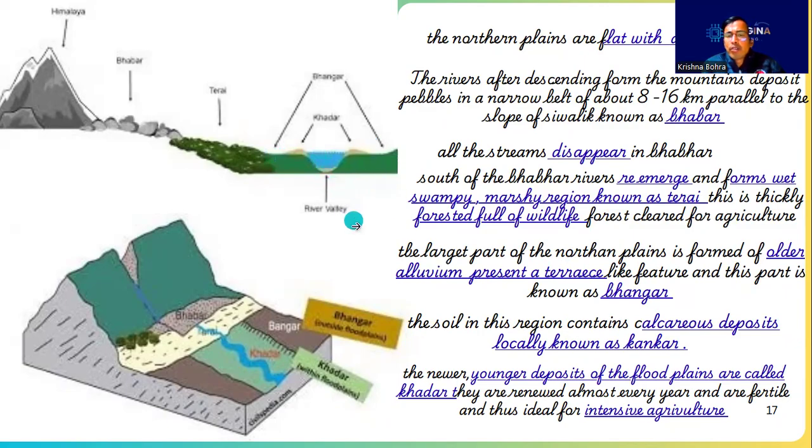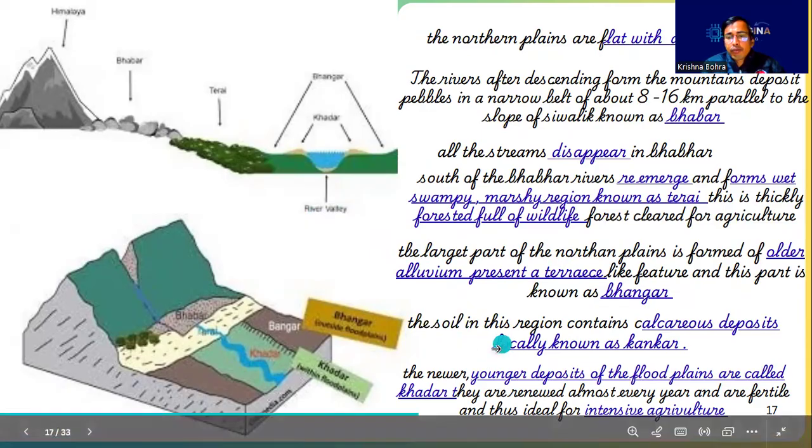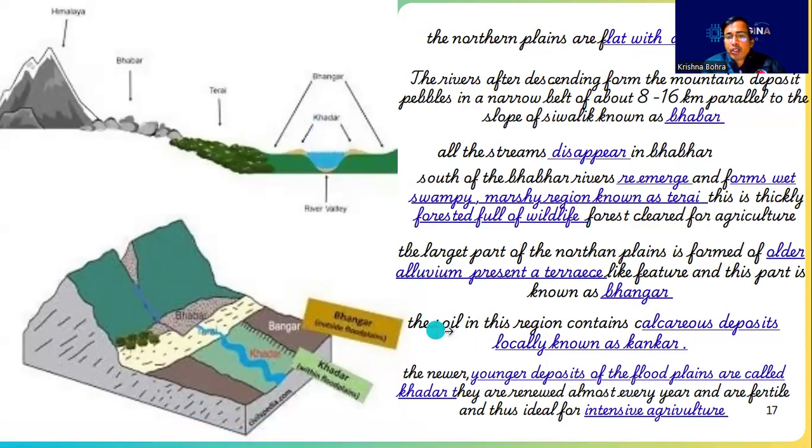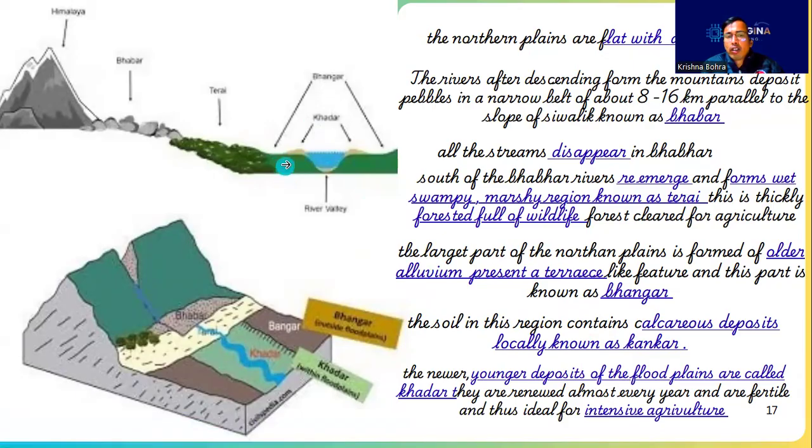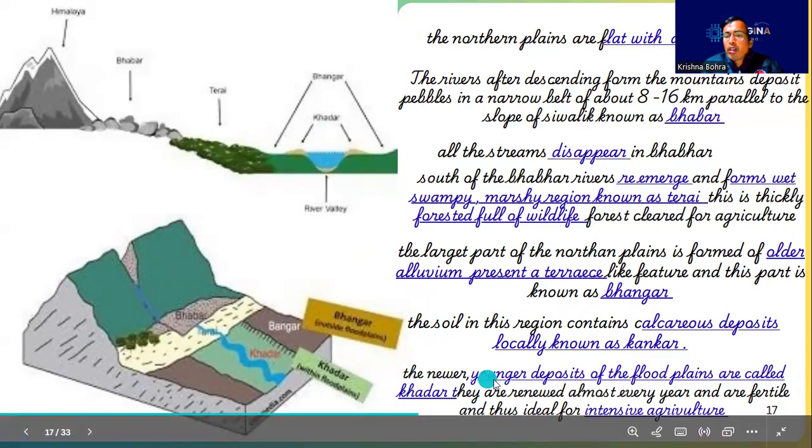The area in which a river deposits new deposition every time is known as Khadar, right? This particular area. The soil in the Bhangar region contains calcareous deposits locally known as kankar, meaning small particles like small sandstones. The newer, younger deposits of the floodplains are called Khadar.